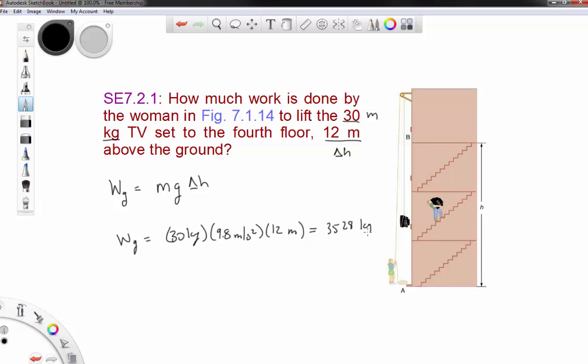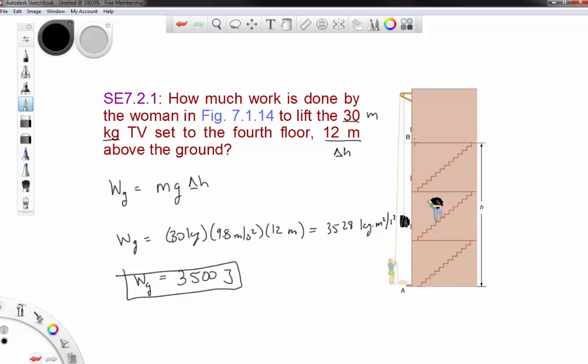So that gives us a total work of 3,528 kilogram meters squared per second squared. And since we have two significant figures to work with, that basically means that the amount of work that is done here should be about 3,500 joules. So that is how much work this woman is having to do to lift this television set up to that fourth floor.